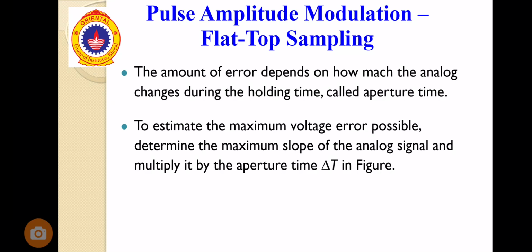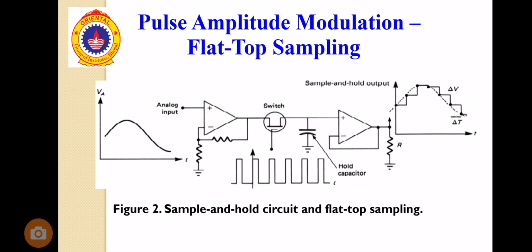In flat top sampling, the amount of error depends on how much the analog signal changes during the holding time, called aperture time. To estimate the maximum voltage error possible, determine the maximum slope of the analog signal and multiply it by the aperture time. This is the circuit of flat top sampling, which is the same as the natural sampling, with only the change of a capacitor. The capacitor holds the charge for a particular time, so we get the holding output. Again here we are using two op-amps, op-amp 1 and op-amp 2. The difference is only the hold capacitor. The circuit is known as the sample and hold circuit.